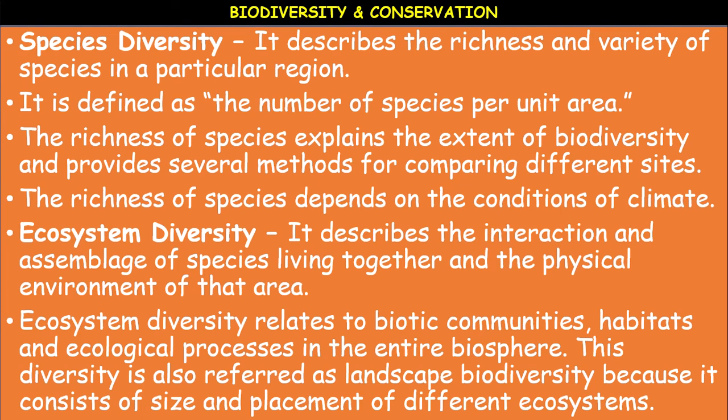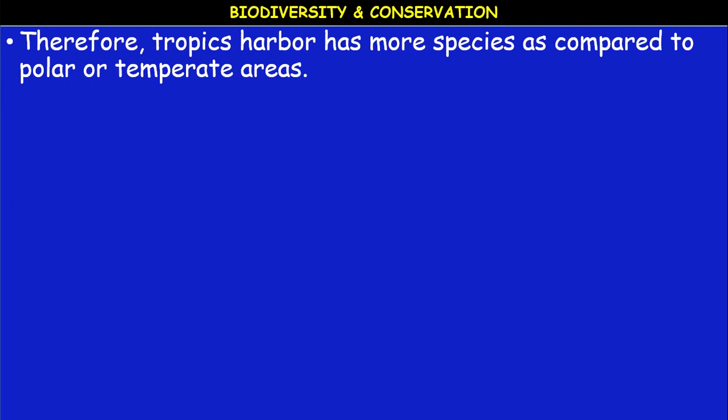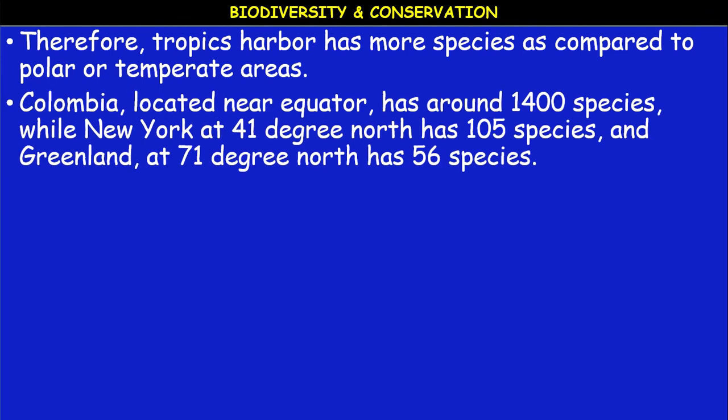Now come to the patterns of biodiversity. So therefore, the tropics have more species as compared to the polar or temperate areas. Okay. Geographical distribution, you can say. Colombia, located near the equator, has around 1400 species, while New York at 41 degrees north has only 105 species, and Greenland at 71 degrees north has 56 species. You can see the diversity.